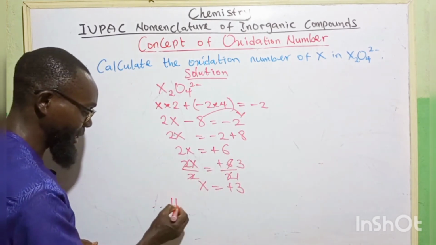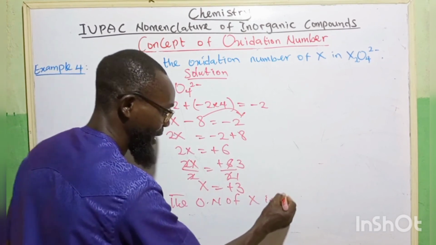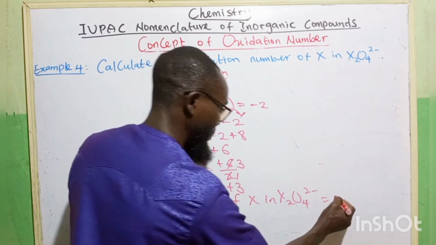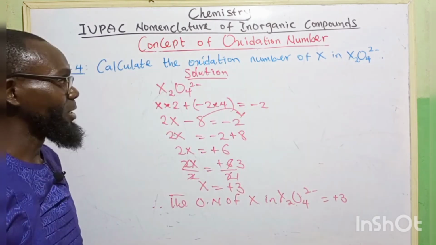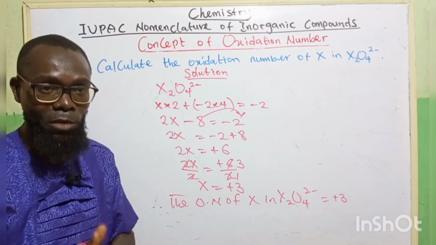Therefore, the oxidation number of x in S2O4 2 minus is equal to plus 3. This is how to apply the concept of oxidation number.